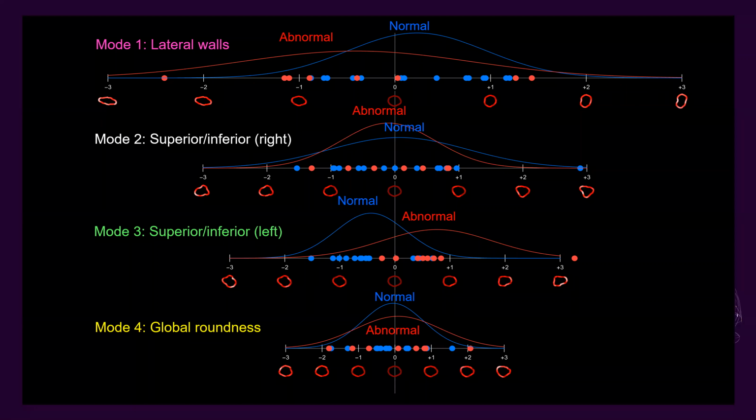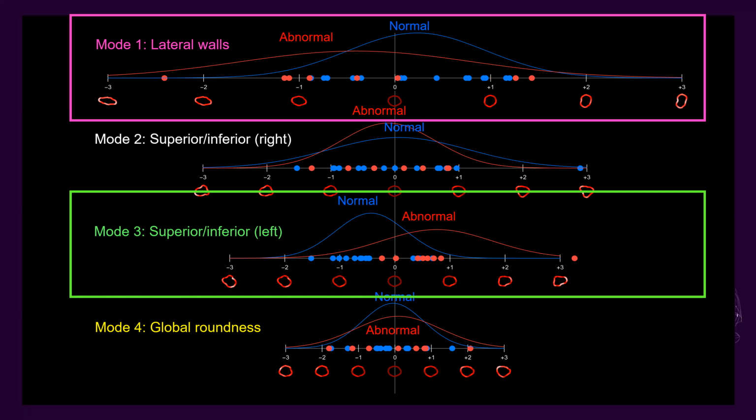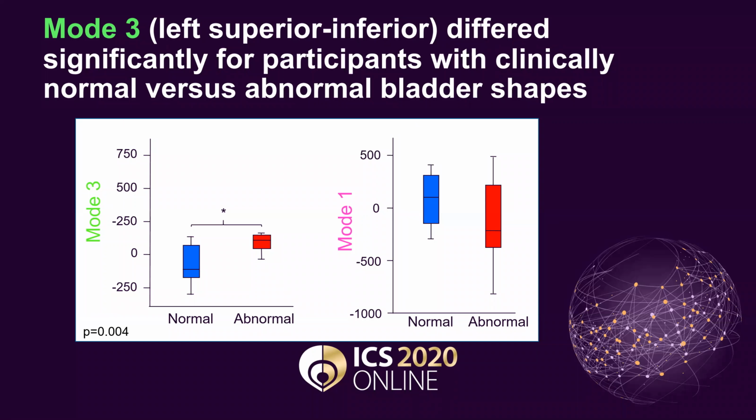Qualitative assessment of bladder modes showed separation of clinically normal, as seen here in blue, and clinically abnormal, shown here in red, appearing bladders for modes 1 and 3, but not for modes 2 and 4. T-tests revealed that mode 3, corresponding to the left superior-inferior bladder walls, differed significantly for patients with clinically identified normal versus abnormal bladder shapes. Mode 1 was not significantly different in patients with radiographically normal versus abnormal bladder shapes.